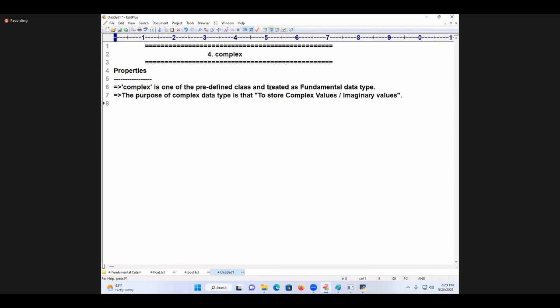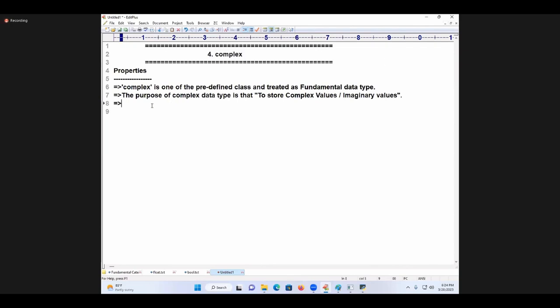How do you get the complex values? We are going to discuss that in detail in the classroom. Right now, don't worry about it. We are talking about properties here. Complex is a predefined class, treated as a fundamental data type. The purpose of the complex data type is to store complex values or imaginary values.